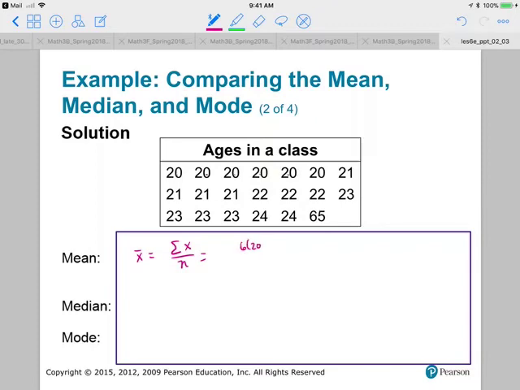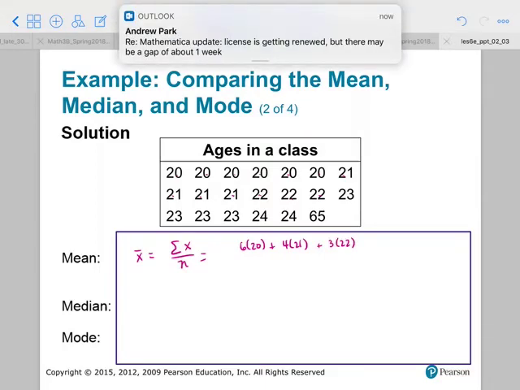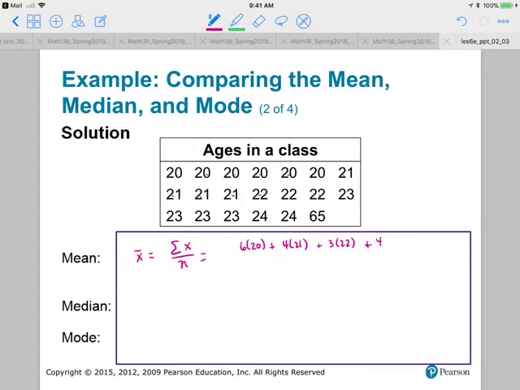So I actually have six 20s, four 21s, three 22s, four 23s, two 24s, and one person who's 65 in the class. And now how many people are in the class altogether? 1, 2, 3, 4, 5, 6, 7, 14, 15, 16, 17, 18, 19, 20. 20 people in the class.